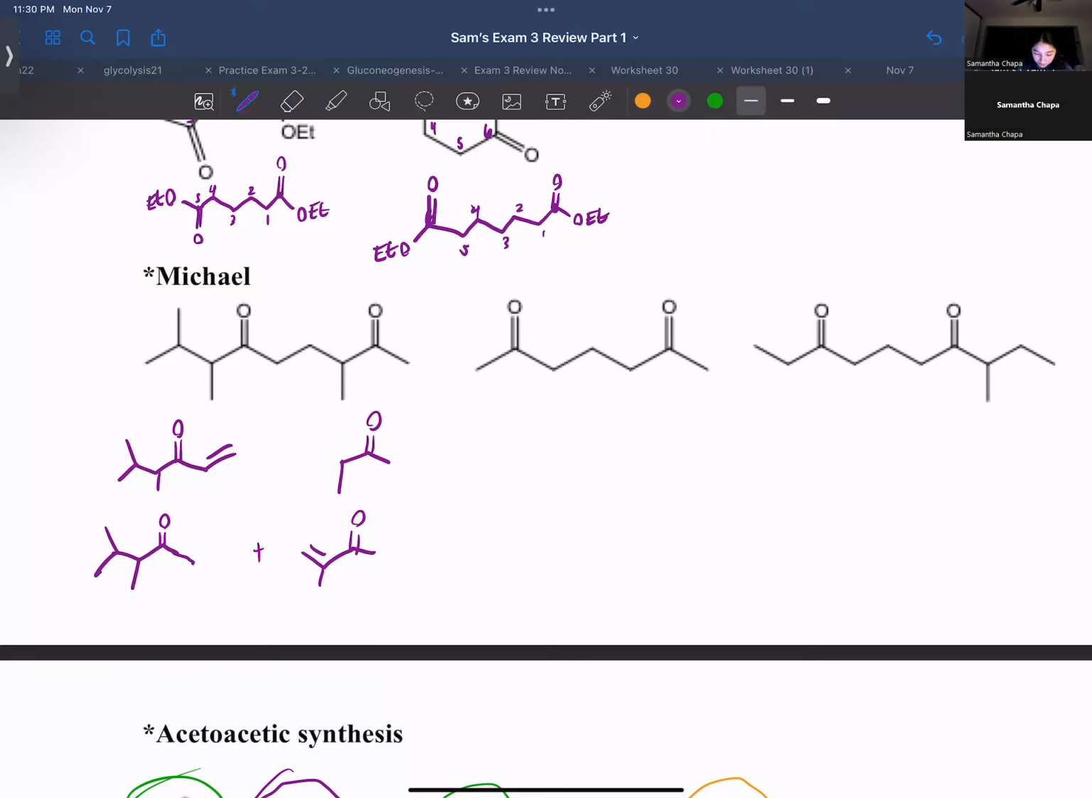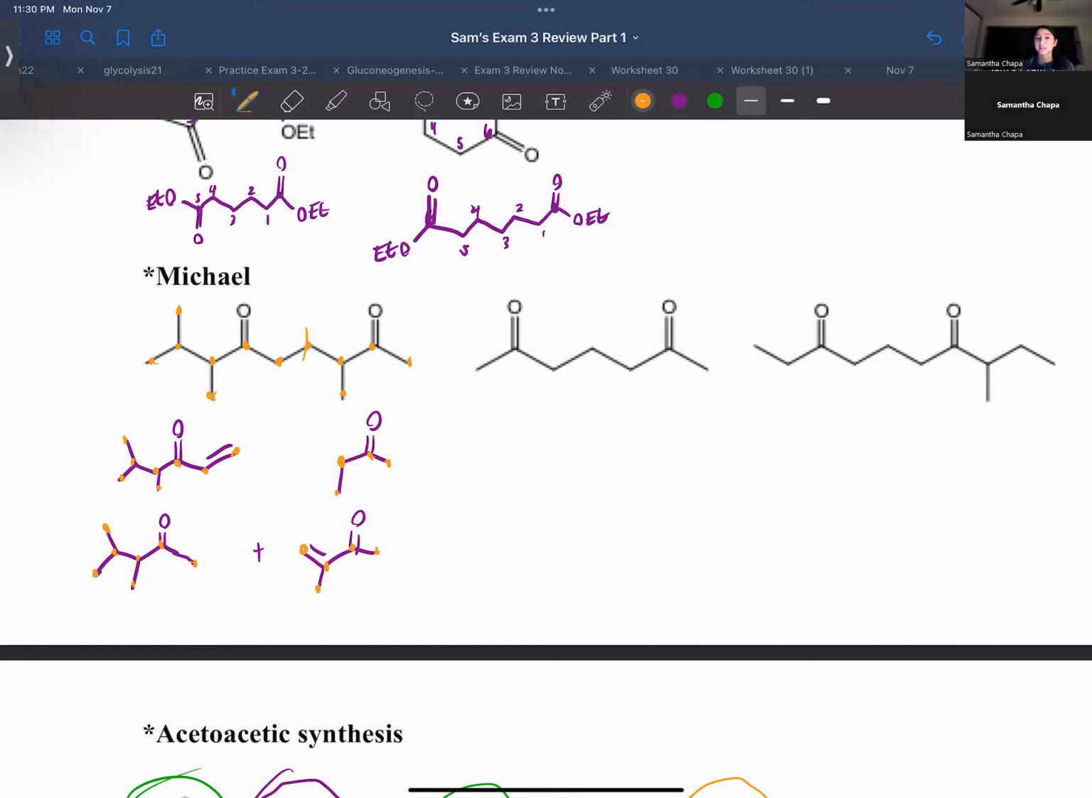Okay, so then, oh my god, are all my carbons good? 1, 2, 3, 4, 5, 6, 7. 8, 9, 10, 11, 12. Good. 1, 2, 3, 4, 5, 6, 7, 8. 9, 10, 11, 12. Okay, never mind then.